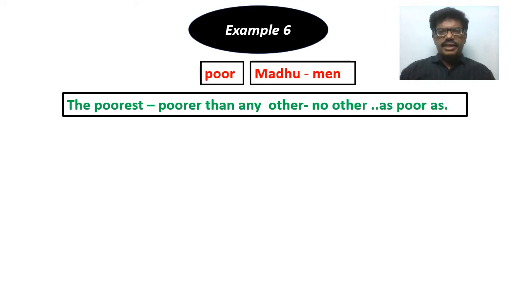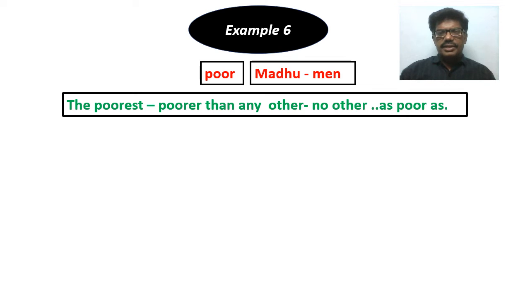Here you can find the example number 6. In this example, we have used the adjective poor to compare more than 2 units, Madhu and other men. Here the expressions we used are the poorest for superlative degree, poorer than any other for comparative degree, no other as poor as for positive degree.